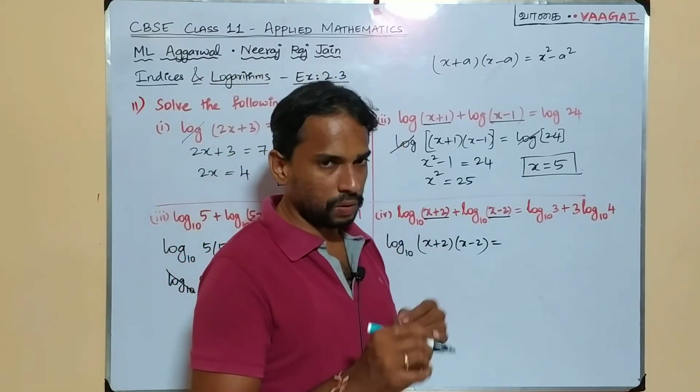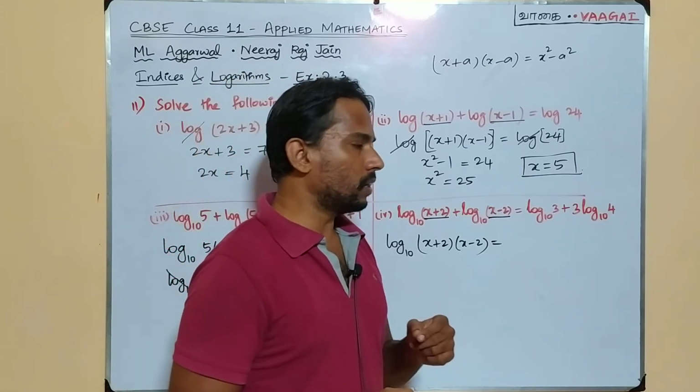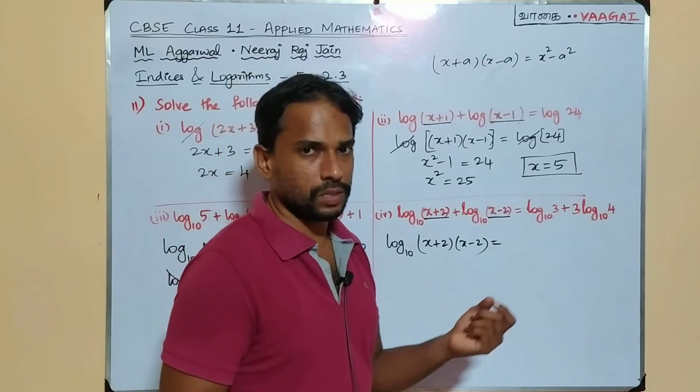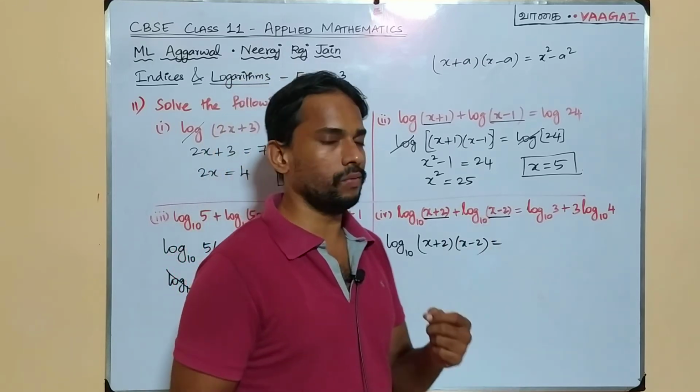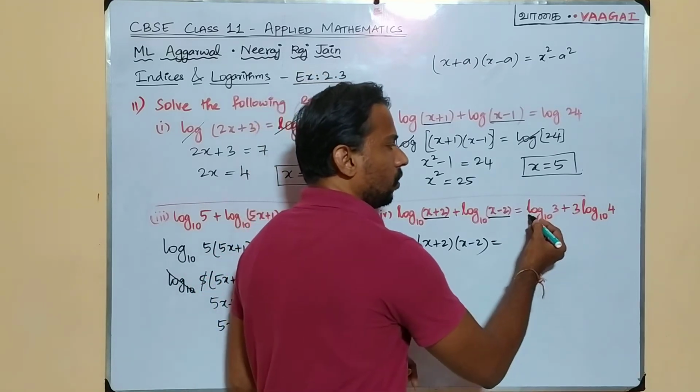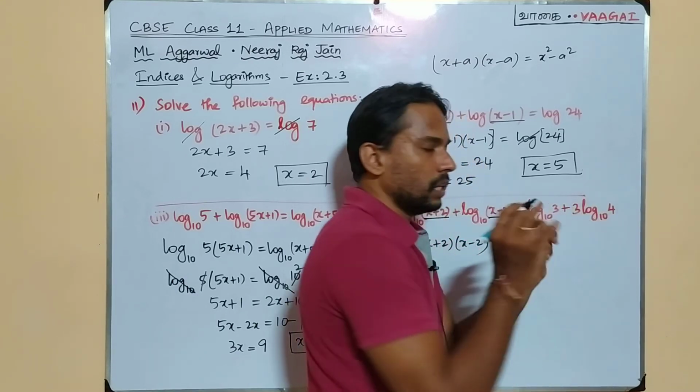So when we use this power rule, what happens to the right hand side is, shall we try doing it in a single step? Yes. I don't feel that it would hurt you much. It won't be very hard for you to understand. So we have log 3 to the base 10 plus 3 log 4 to the base 10. This is what we have.